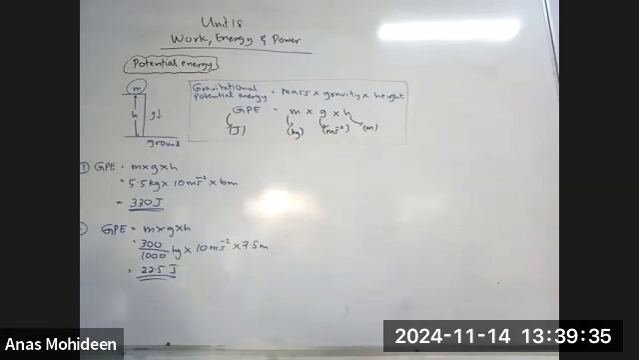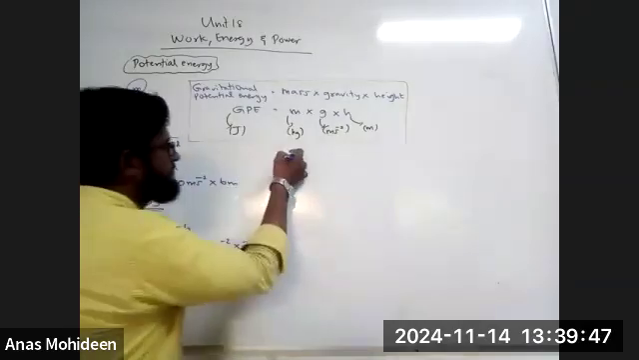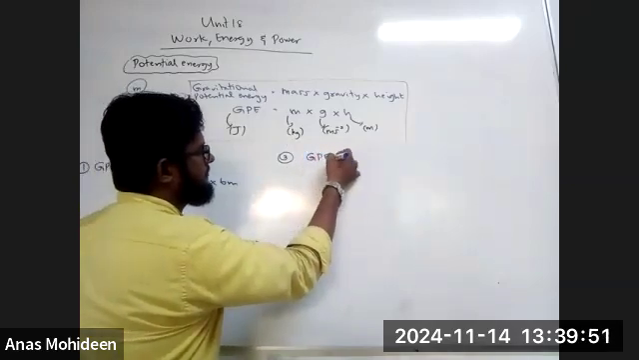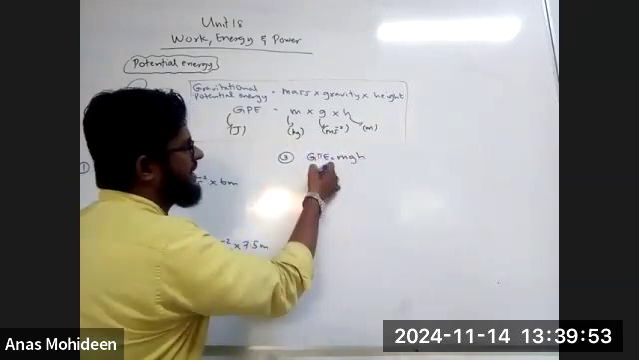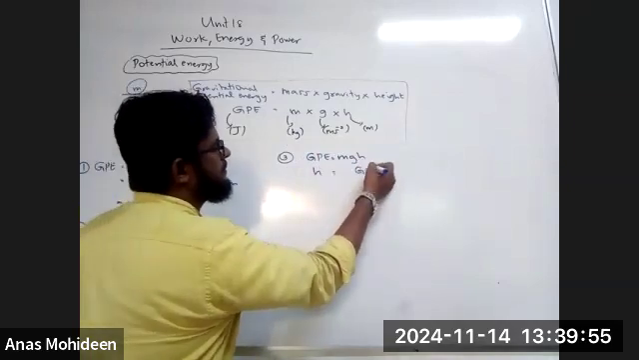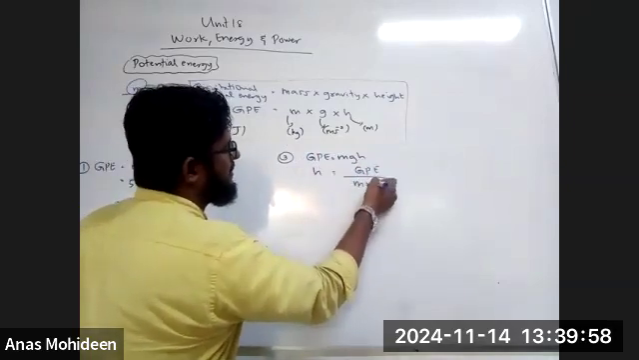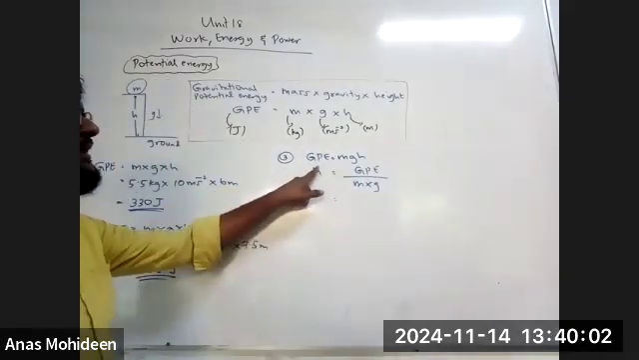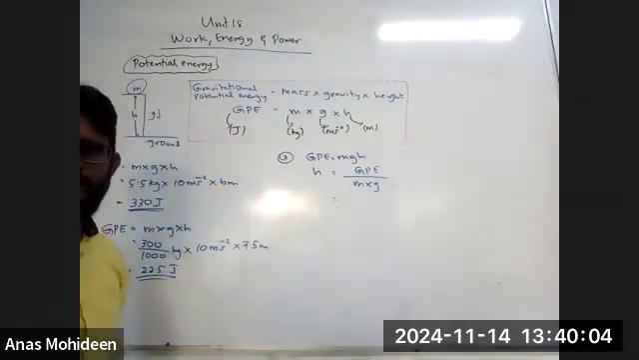What about the next one? The gravitational potential energy of an object of mass 0.75 kilogram at a certain height is 165 joules. Find the height where the object is placed. You want to find out the height. So height is equal to GPE over m into g, correct? Can I say this? Height is equal.